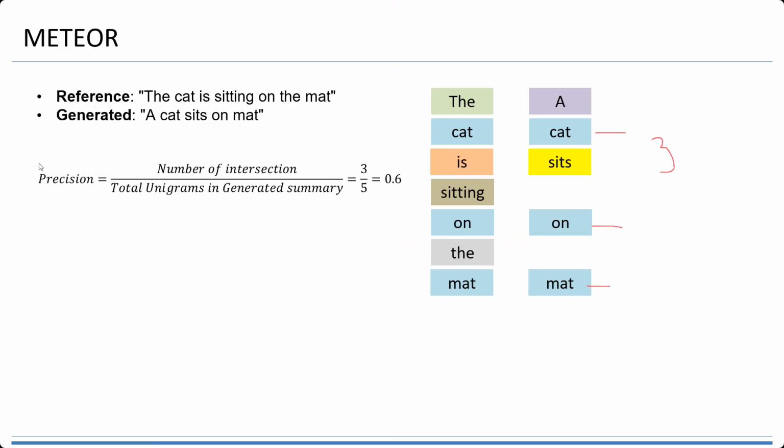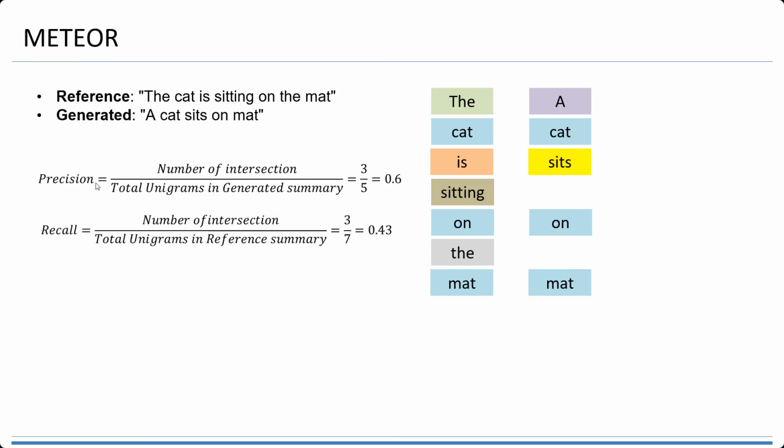Then the precision means the number of intersections, there are 3, and we want to divide by the total unigrams in the generated summary. The generated summary means this: a cat sits on the mat. So 3 divided by 5. And we can measure the recall. The recall means the number of intersections, which is 3, divided by the number of unigrams in the reference summary. In the reference summary, we have 1, 2, 3, 4, 5, 6, 7. So 3 divided by 7.